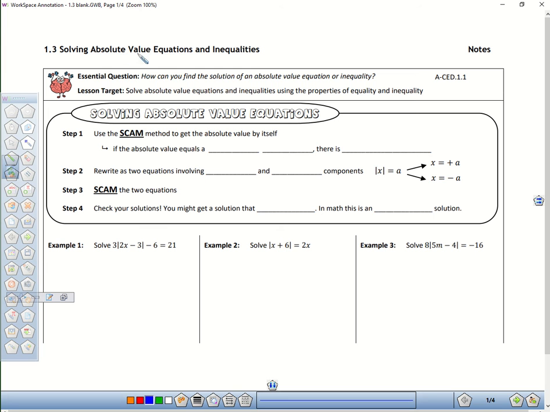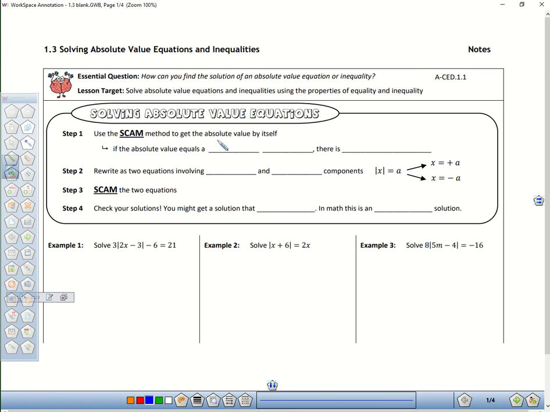Today we'll be talking about solving absolute value equations and inequalities. Our essential question today is how can you find the solution of an absolute value equation or inequality? Our target will be to solve absolute value equations and inequalities using the properties of equality and inequality. So using the SCAM method, which we talked about in the last video, you get the absolute value by itself.